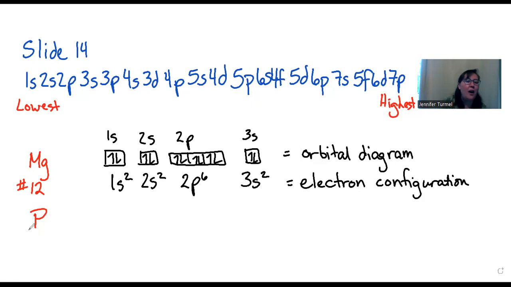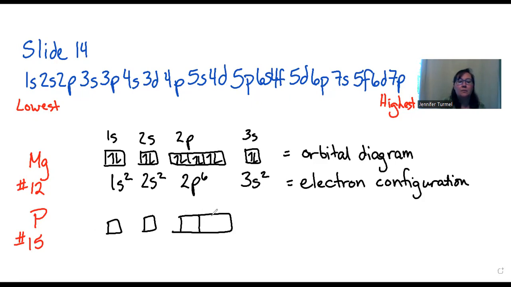The next thing we have is phosphorus, and that's number 15, which means that we have 15 electrons. And I'll go ahead and start there. So this was 12, so I know I need 3 more. Okay, so here we have 1s, 2s, 2p, 3s. Okay, and after 3s comes 3p.